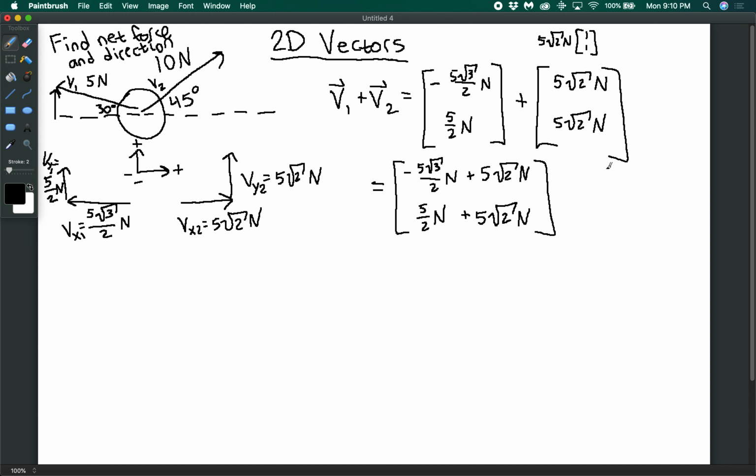Okay, and there we go. I summed the vectors. But this doesn't tell me what I was actually trying to find. It doesn't give me the answer I'm looking for. I wanted the net force and direction. So I'm looking for a magnitude and a direction. And what I found instead is the x and the y components of my net force. So how do I go from component form back into this form where I have a magnitude and a direction?